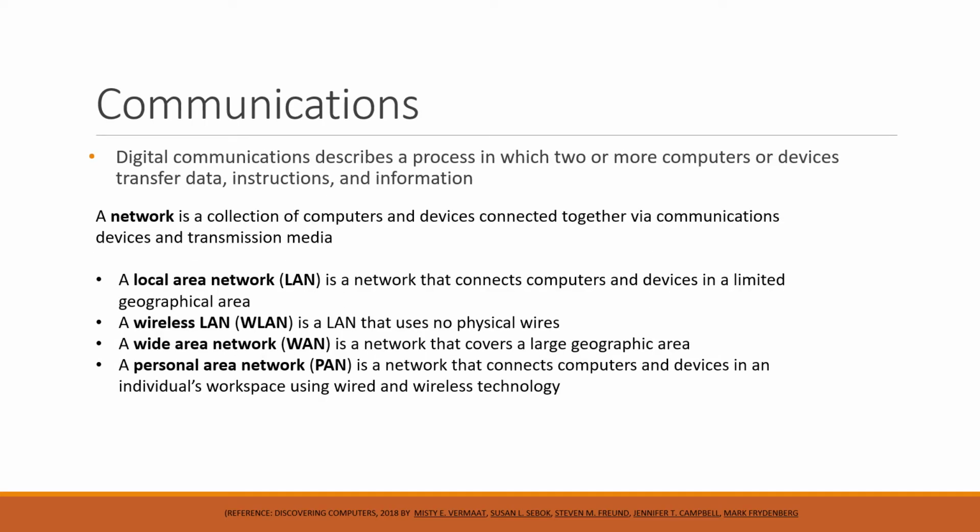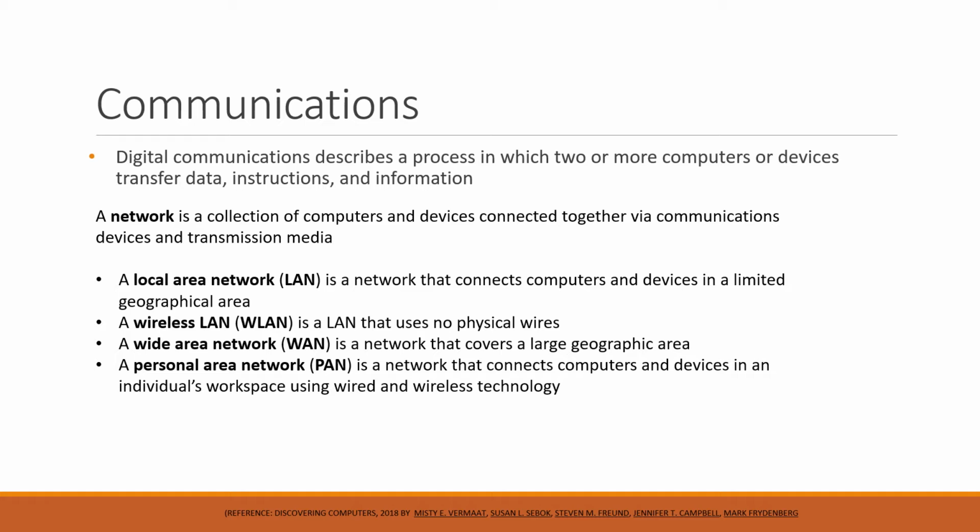By definition, digital communications describe a process in which two or more computers or devices transfer data, instructions, and information. One form of communication nowadays is through our computers, laptops, and desktops, by connecting or establishing a network. So how do we define a network? These are collections of computers and devices connected together via communication devices and transmission media.